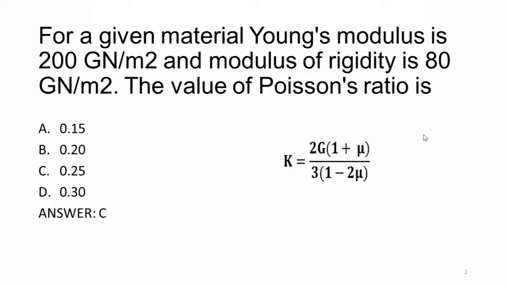What is K? K you will have to find. K and capital E, this relationship you need to know. For the time being you just see that you have to use this equation, substitute the values, and get the answer. The answer will be option C, 0.25.